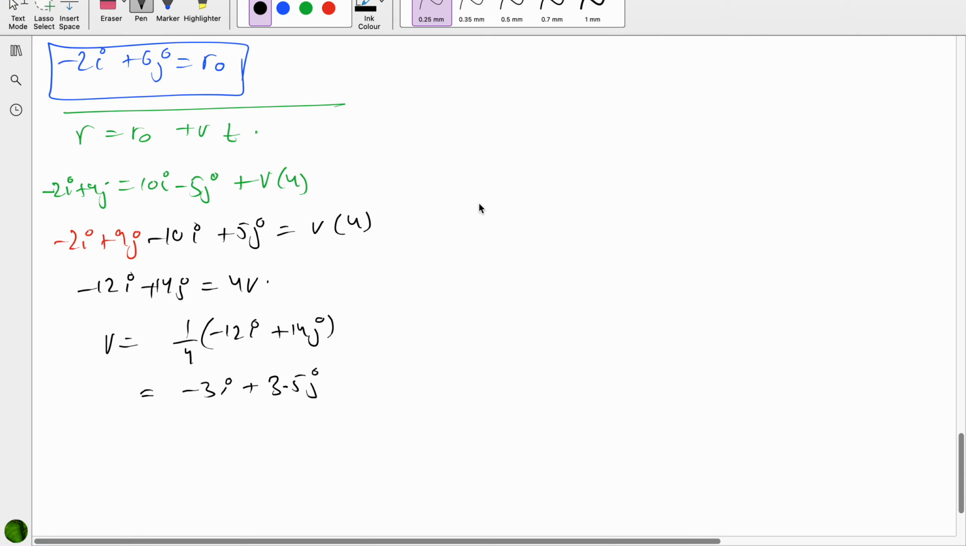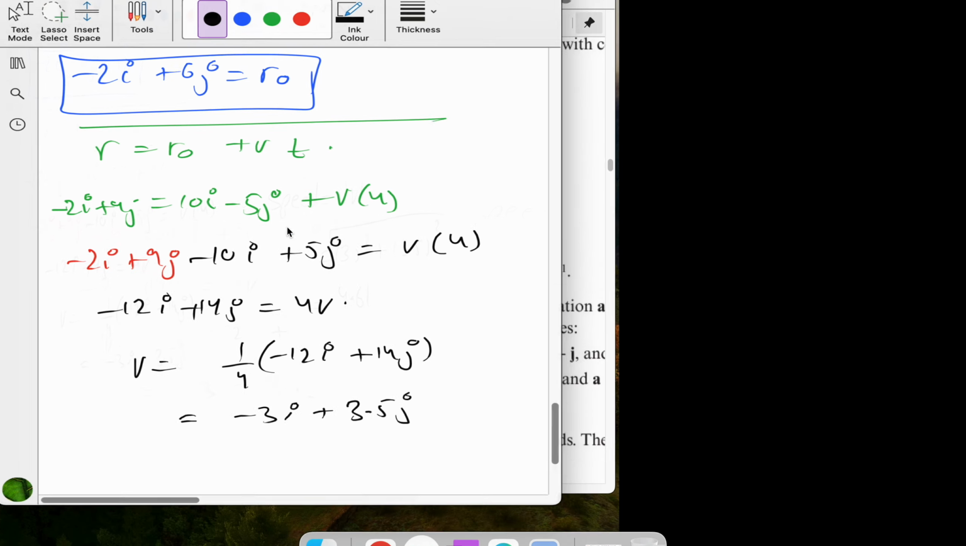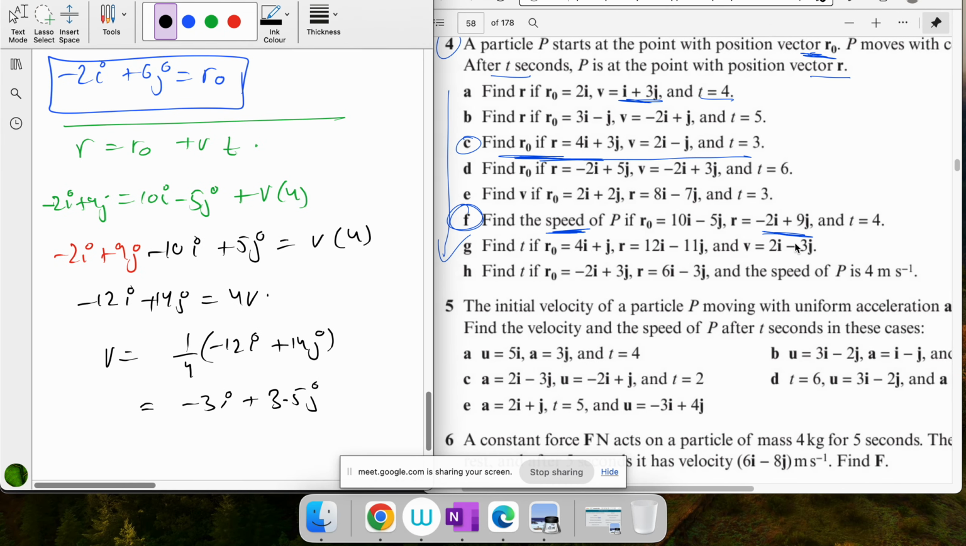Now this is the velocity, and speed is equal to the magnitude of velocity, which is 3 squared plus 3.5 squared, whole square root, which is 4.61 meters per second. Clear?